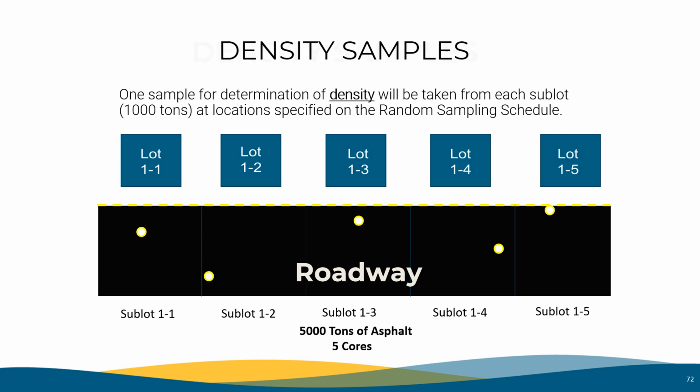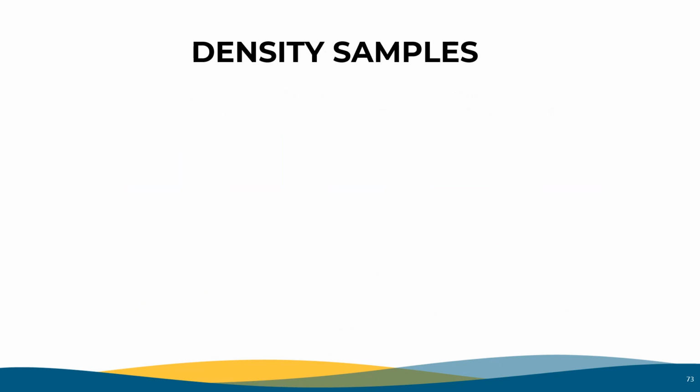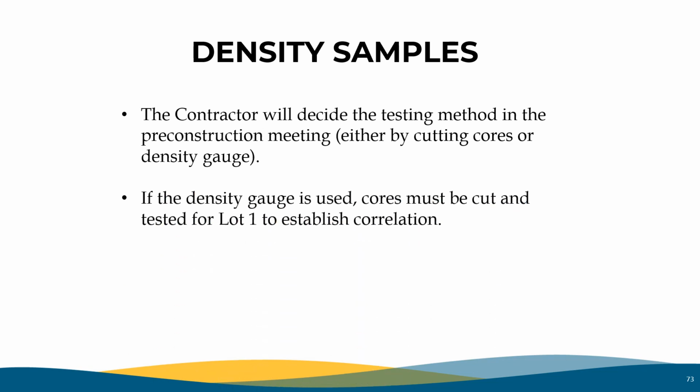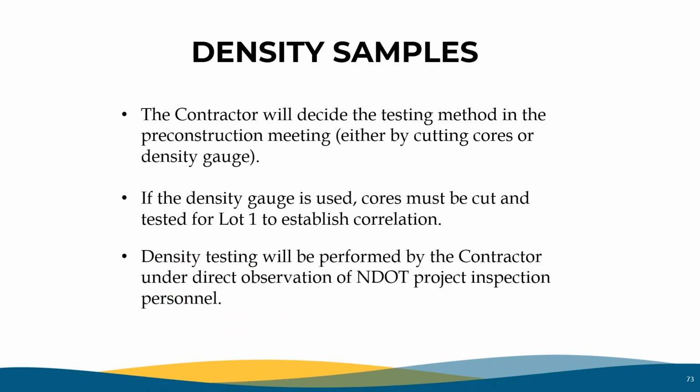For density testing, the contractor will determine the test method in the pre-construction meeting, either by cutting cores or using a density gauge. If using the density gauge, the cores must still be cut and tested for Lot 1 to establish correlation. Density testing will be performed by the contractor under direct observation by the NDOT project personnel.